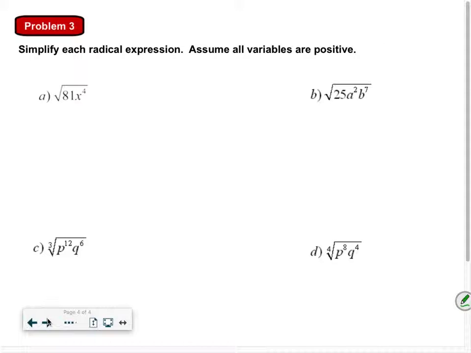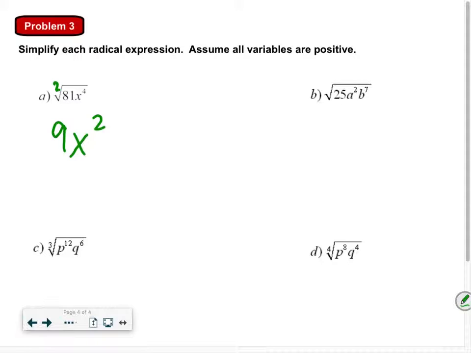Someone tell me what imaginary number is out here? 2. Okay, let's do the number part first. Square root of 81, 9. Who knows what the square root of x to the 4th is? X to the 2nd. Very good. Who can explain how that works? Canceling.